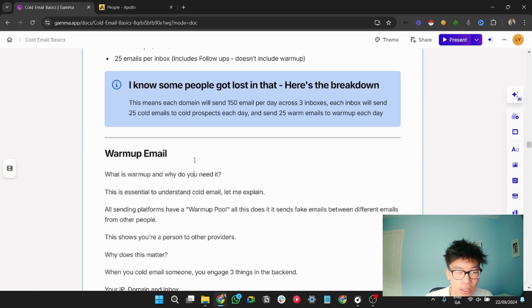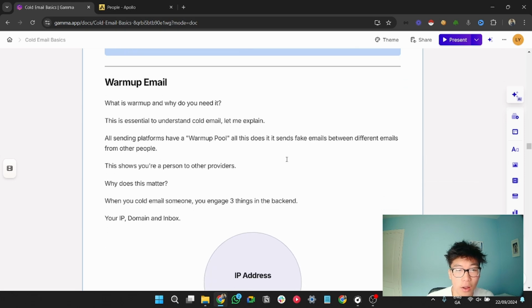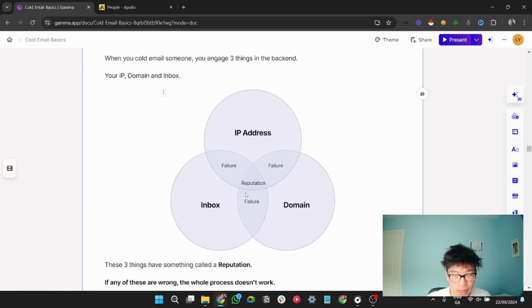So warm-up emails. What is warm-up and why do you need it? This is essential to understand in cold email. All email platforms have a warm-up pool. All this does is send fake emails between different accounts from other people. This shows other providers you're a person. Why does this matter? When you cold email someone, you engage 3 things in the backend: your IP, your domain, and your inbox.